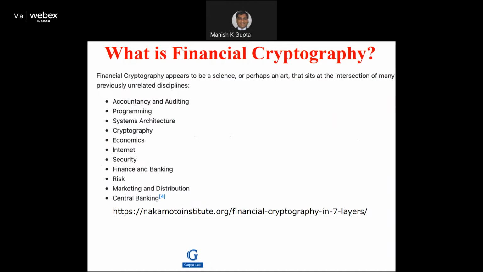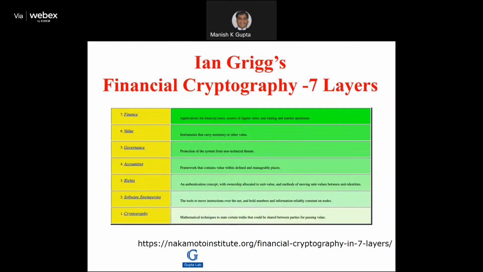By the way, there are 7 layers of financial cryptography. This was given by Ian Grigg. So we have cryptography, software engineering is also part of it, rights, accounting, governance, value, and finance, right? So all these major things. Okay, I think you can read more about it slowly, about financial cryptography.